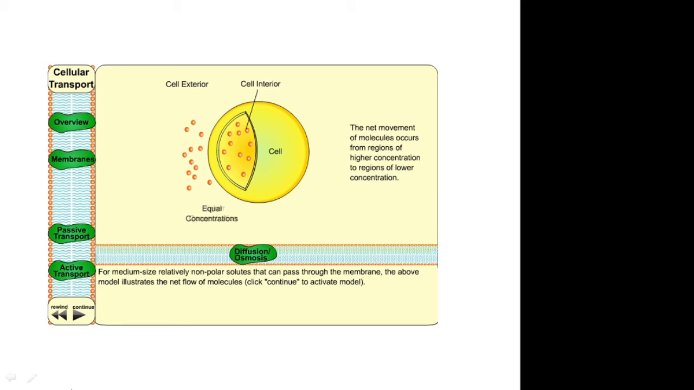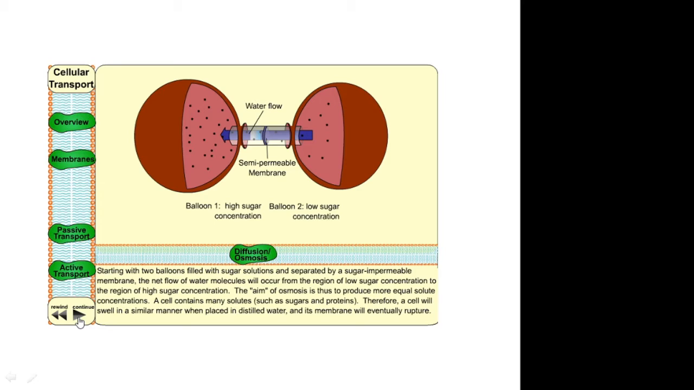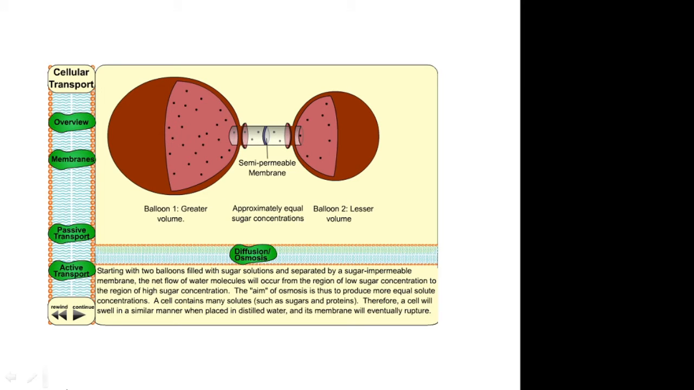A cell contains many solutes, such as sugar and protein. Therefore, a cell will swell in a similar manner when placed in distilled water, and its membrane will eventually rupture. Now the concentration of sugar molecules is equal, but balloon 1 shows a greater volume and balloon 2 a lesser value.